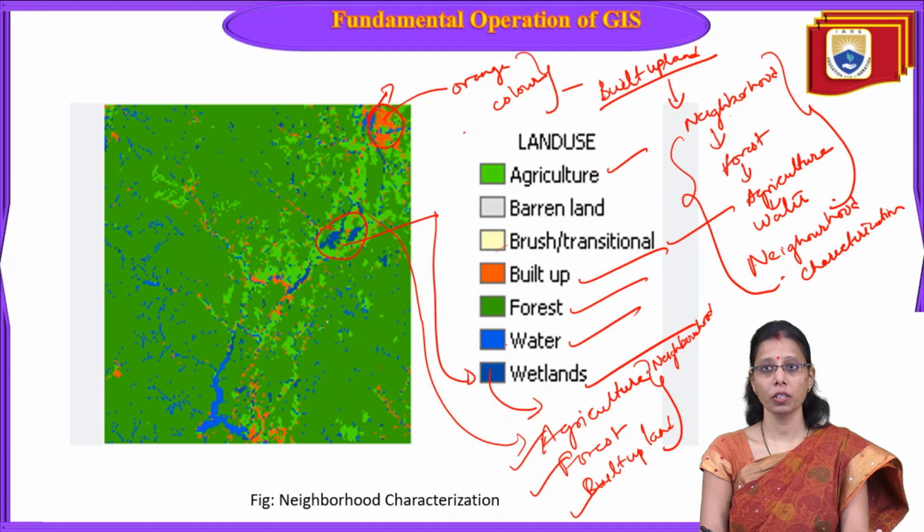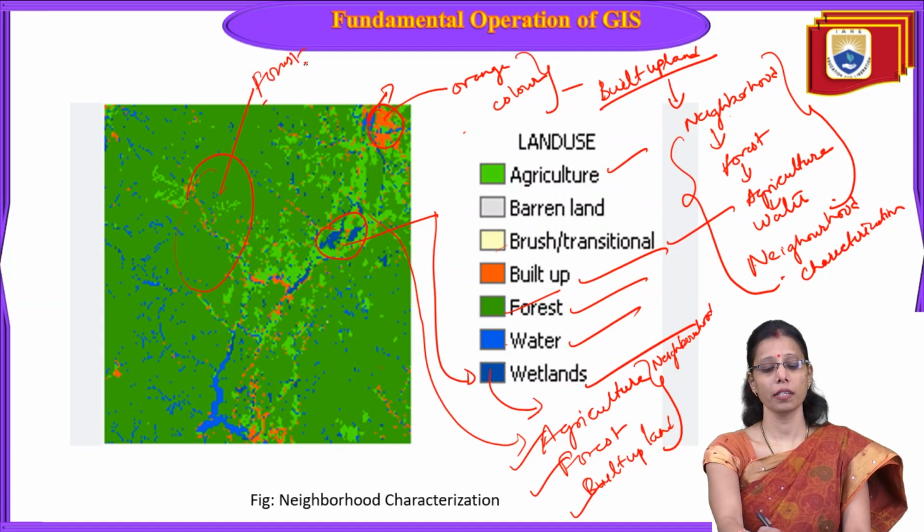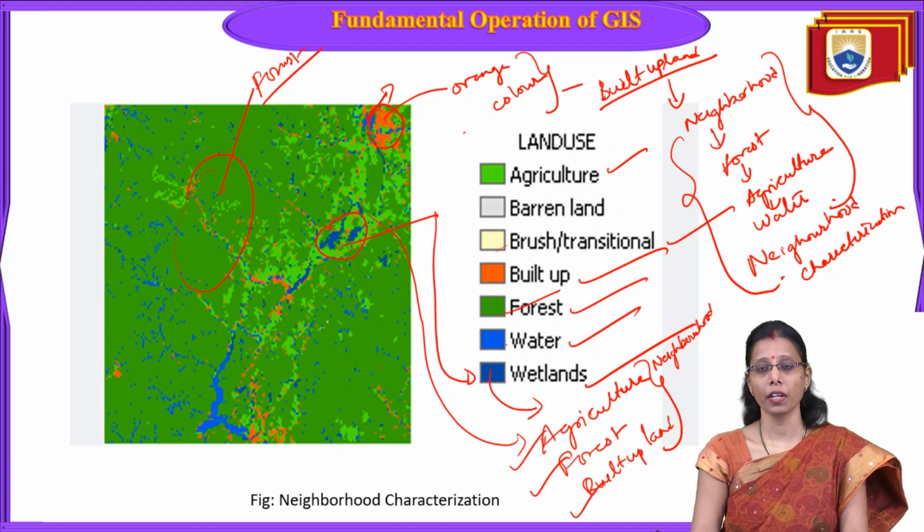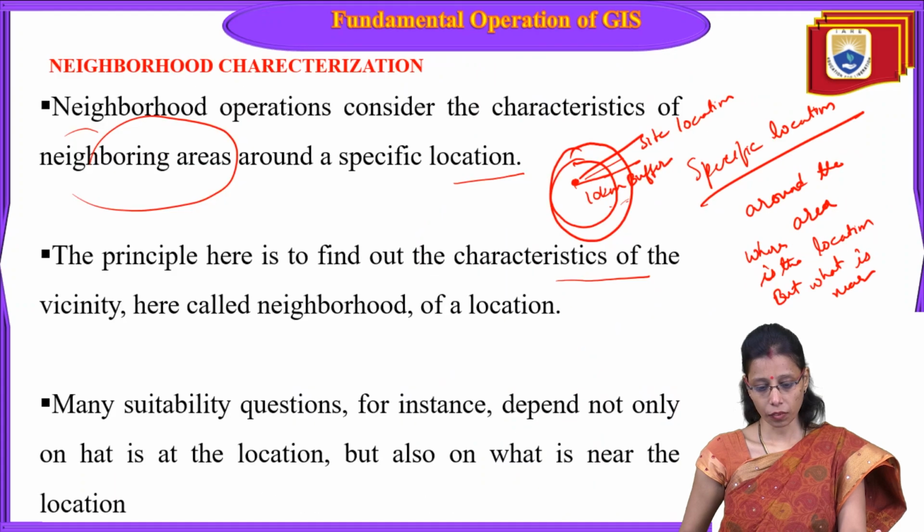So when you talk about this, the major part is the forest. All around we can see here, this is all forest. So what is the forest neighborhood? In the forest neighborhood you have some part of the agriculture, some part of the water body, some part of the built up land. Around that particular feature, around that particular object, what kind of features are present? That all comes under this neighborhood characterization of the image.